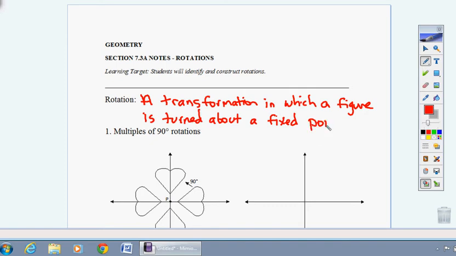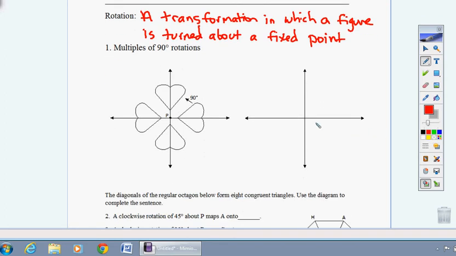So you can see here, if you scroll down to number 1, there is a rotation of a heart. You'll see the heart's right here, and then it's rotated 90 degrees, and it's all rotated around point P, which in this case lies on the origin. So that is our point of rotation. And you see the arrows pointing this way, which means it's being rotated counterclockwise. When we talk about rotations, we talk about counterclockwise rotations, and then we talk about clockwise rotations.